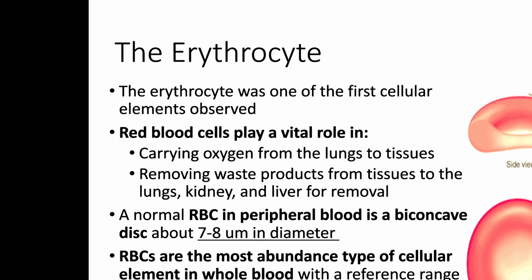The shape of a normal RBC will be this biconcave disc. So biconcave just means that we have two sides that are caving in. And it's about 7 to 8 micrometers in diameter. They are by far the most abundant type of cellular element found in whole blood, where males have a count of about 4.5 to 5.5, and females having a slightly lower count, 4.0 to 5.0.